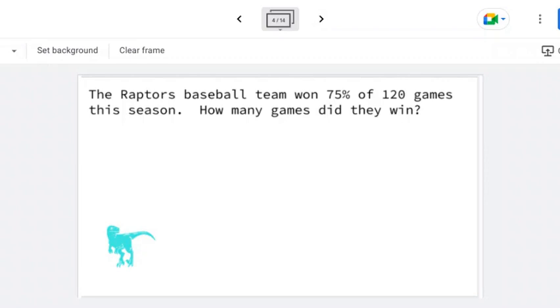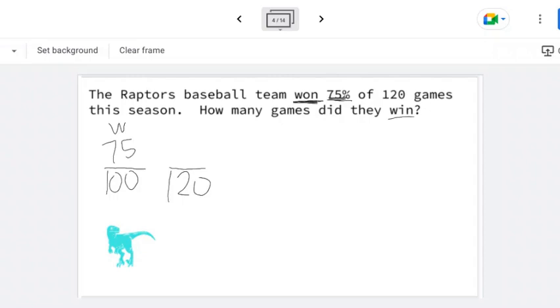So we got percents involved. We got other portions. So we're going to set up our two lines again. So we know the percent, and it's 75 over 100. Now, if we look, what does that 75 represent? It says the team won 75. So this is how many they won. It says of 120 games this season. So we know that 120 is going to be all the games played.